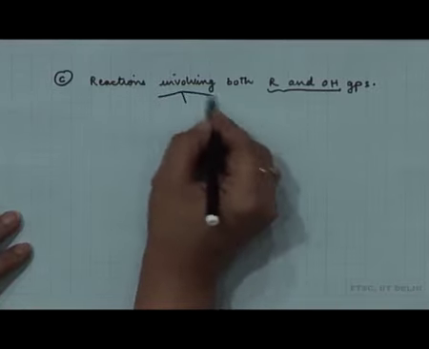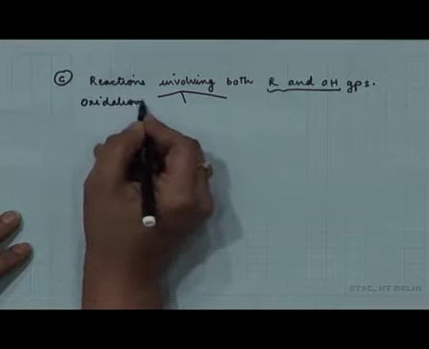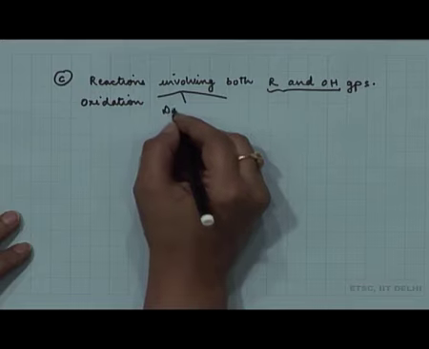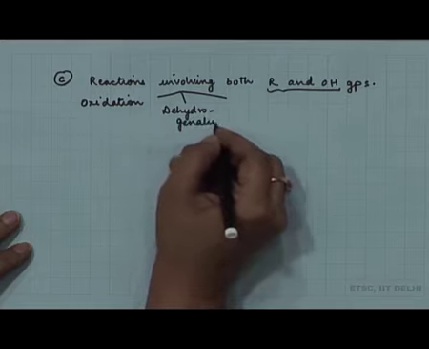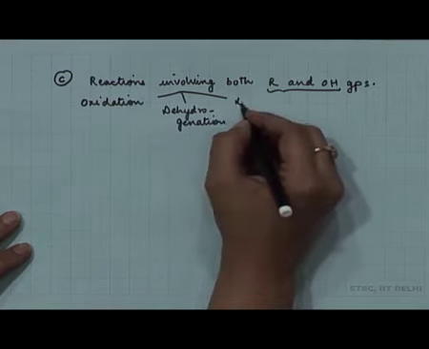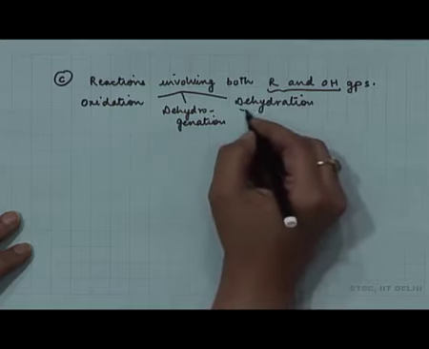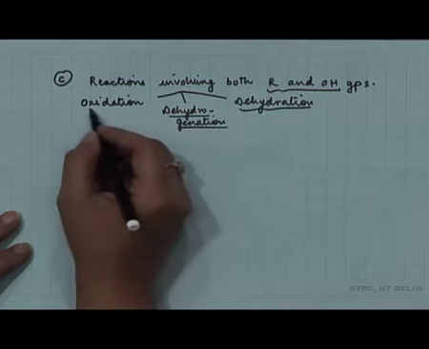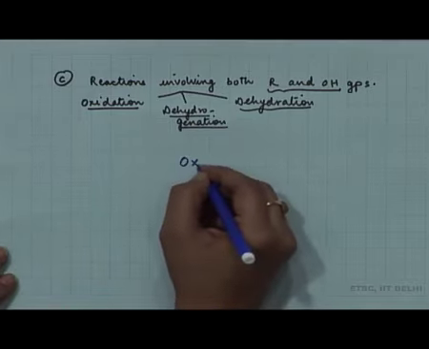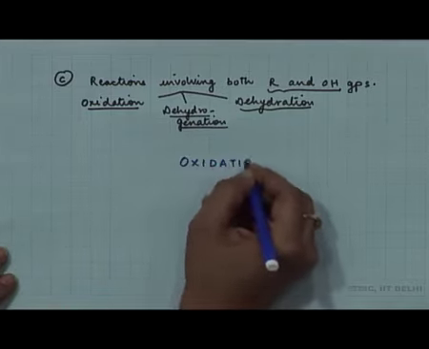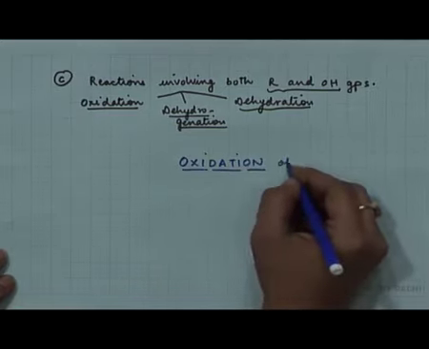And in this we have three types of reactions. One is an oxidation reaction, which involves both parts. Another type of reaction is a dehydrogenation reaction, and the third is a dehydration reaction. So, these are the three types of reactions in which both the alkyl as well as the OH groups are involved, and we will take up each of them one by one. Let us talk about first of all the oxidation reaction, oxidation of alcohols.